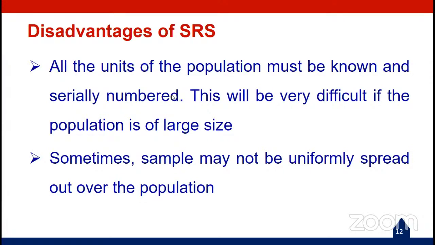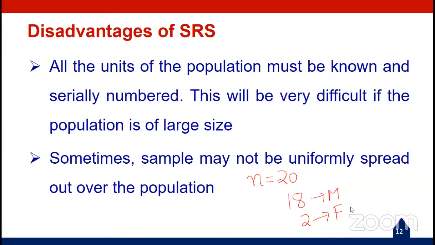And there is a chance that there might be an underrepresentation of some of the groups. So I'll come back to our example. Assume that we have selected some 20 individuals from out of 250 using simple random sampling. There can be a chance that 18 of these 20 are males, only 2 are females. So there is a chance that there can be an underrepresentation of some of the groups.